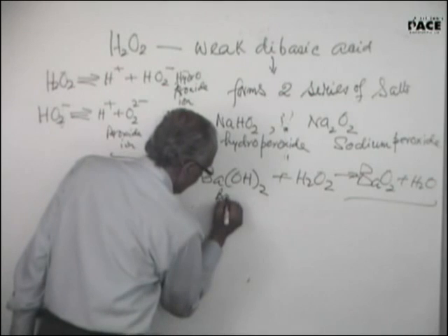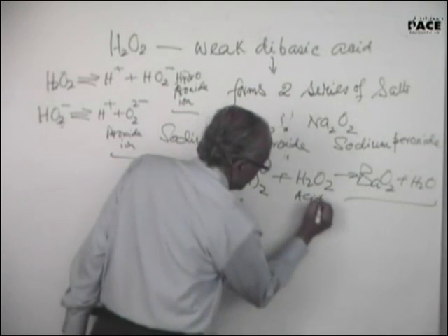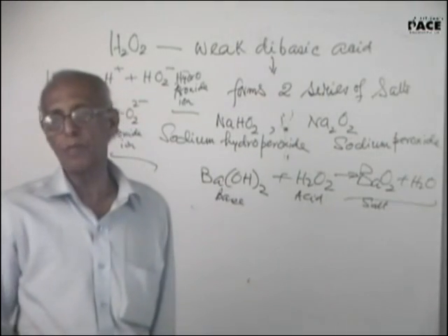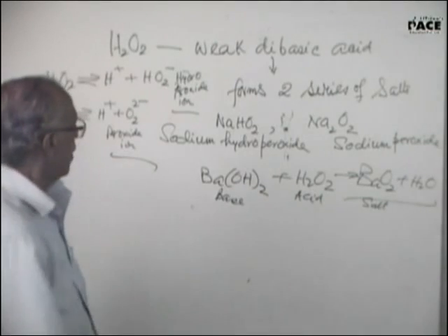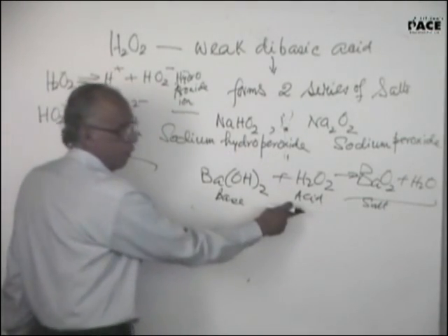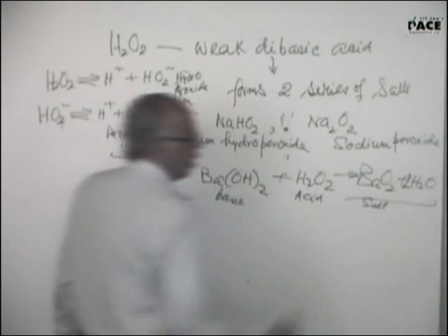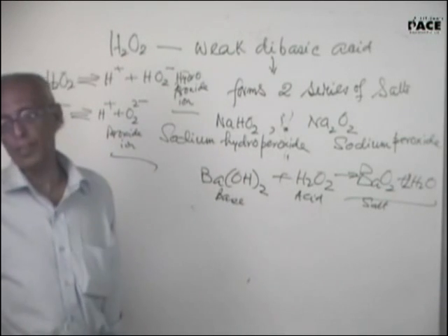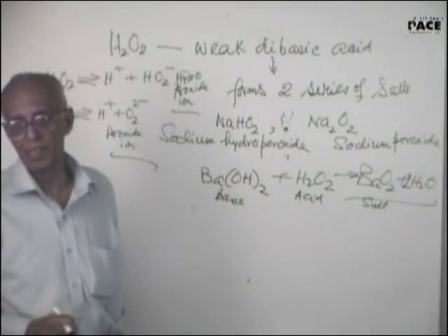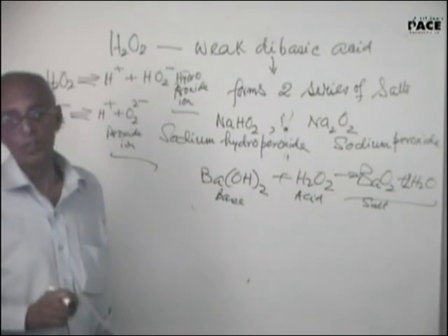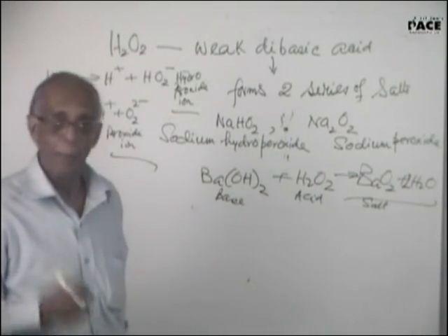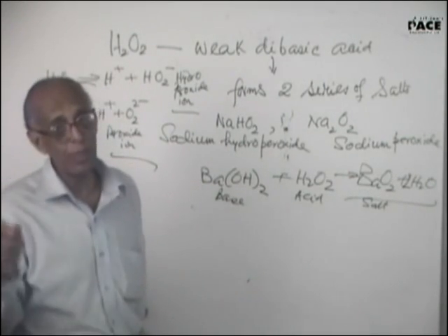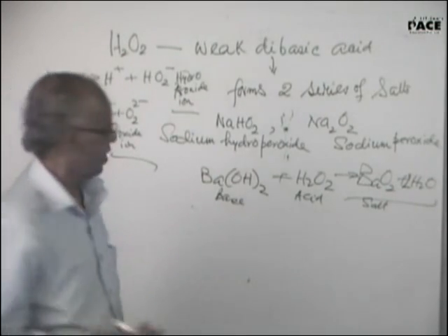Because this is a base, this is an acid. This is salt plus water. Acid reacts with a base to give you salt plus water. So barium hydroxide reacts with hydrogen peroxide to give you barium peroxide and water. That indicates that hydrogen peroxide must be an acid because barium hydroxide is a base. A base can react with an acid, a base cannot react with a base. So if a base reacts with X to give you a salt, that means X must be an acid.